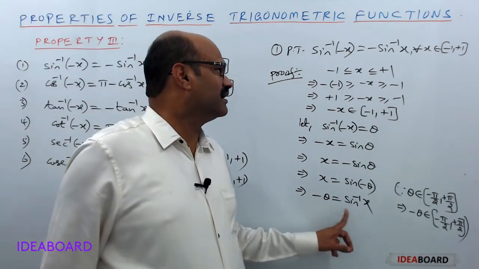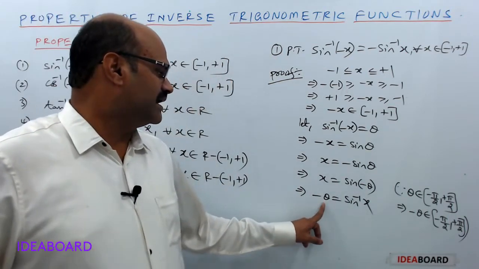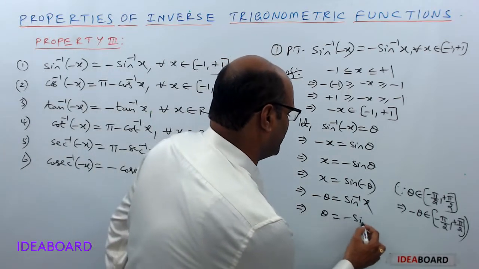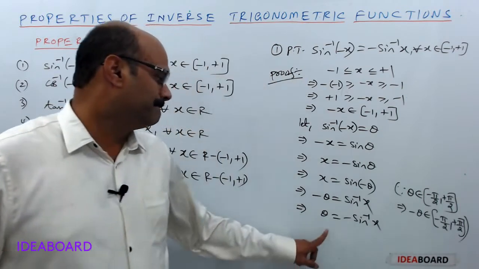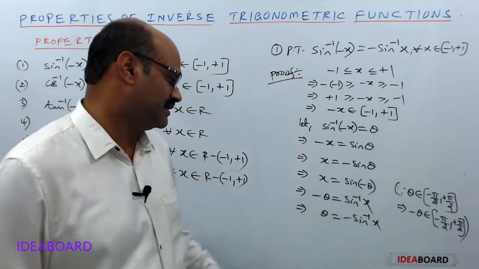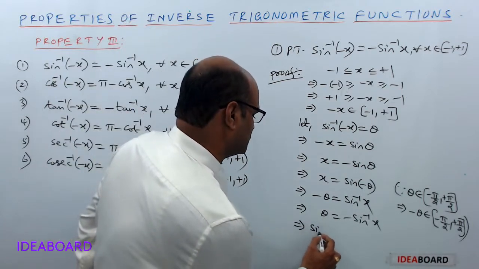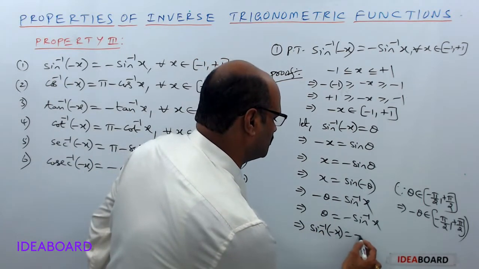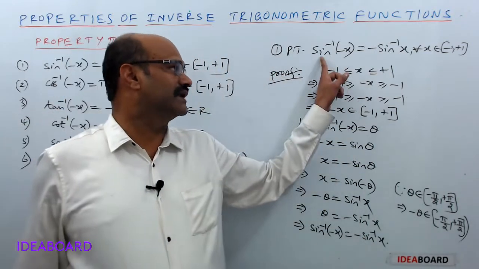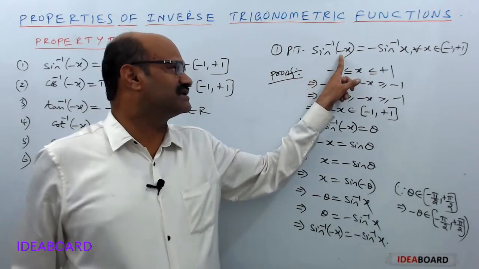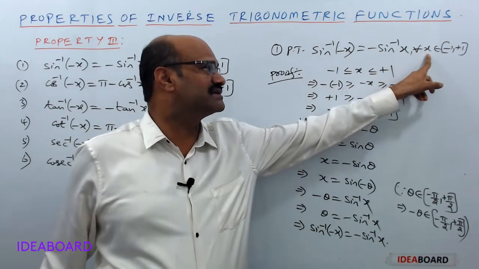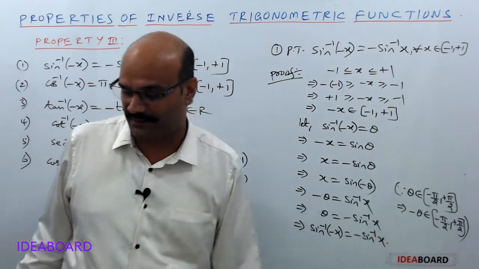Now, theta equal to minus sin inverse of x. Theta equal to here we have sin inverse of minus x. It implies sin inverse of minus x equal to minus sin inverse of x. Hence proved. Therefore, sin inverse of minus x is always equal to minus sin inverse of x for all x belongs to minus 1 to plus 1.